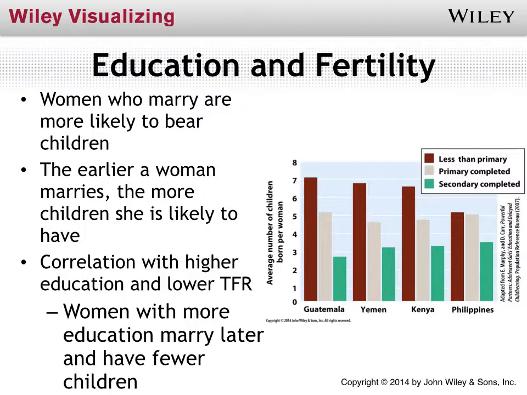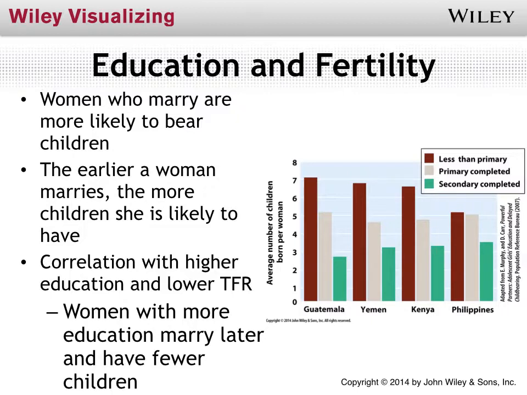So as we already said, there's a correlation between higher education. The more education a woman has, the lower the total fertility rate. And again, we can see some examples of that illustrated on this graph. The average number of children born per woman.